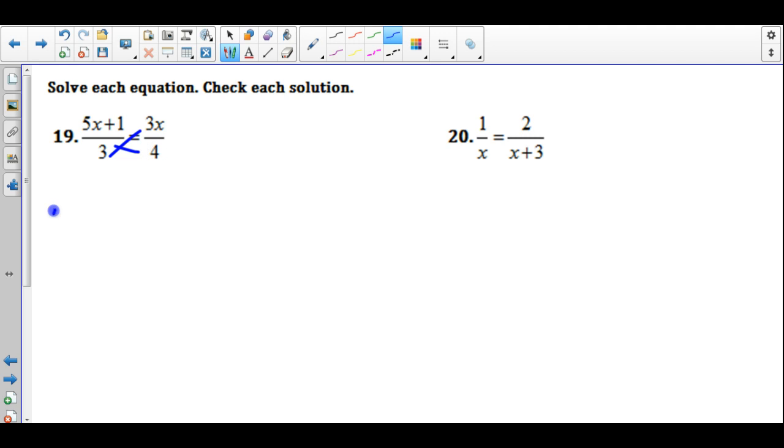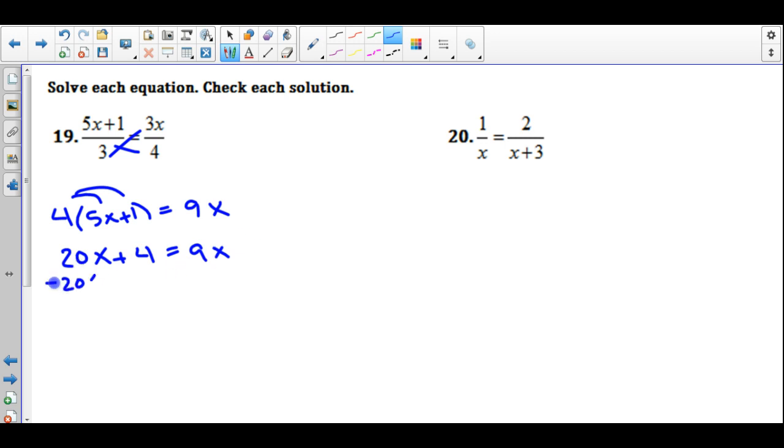So the 4 is going to get multiplied by 5x plus 1, and the 3 times 3x is going to give me 9x. So what I'm going to do is solve this by distributing. I'm going to do 4 times 5x, which is 20x, plus 1 times 4 is 4, equals 9x. And then what I'm going to do is subtract 20x on both sides. So I'm left with 4 equals negative 11x.